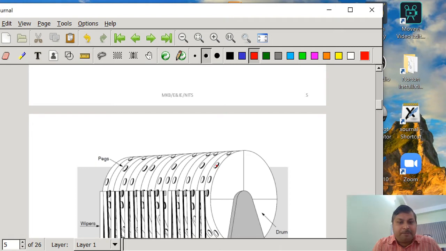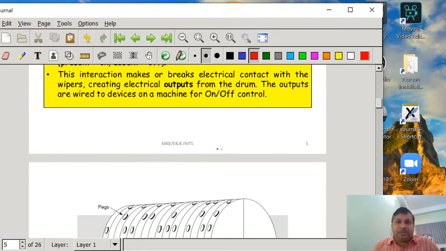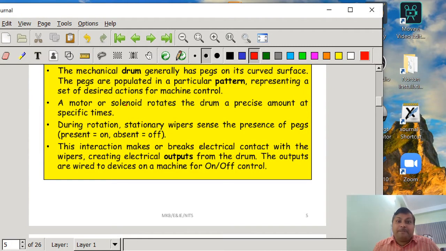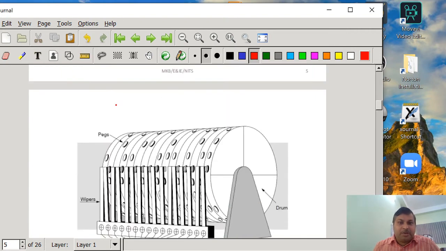So here the peg is present, but here it is not present. Here it is present, and then you can see that in three positions the pegs are absent. So these are in a typical pattern. Pegs are inserted on the drum to execute some desired actions for machine control. A motor or solenoid rotates the drum a precise amount at a specific time. So at a specific time this drum is going to rotate, maybe in this direction, but it rotates in steps.